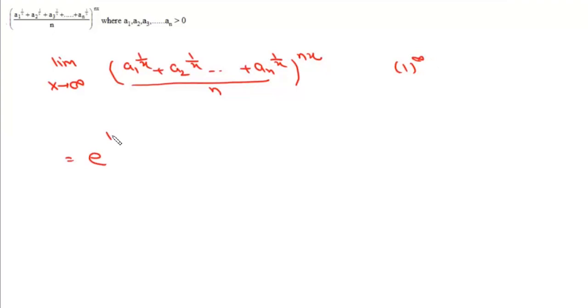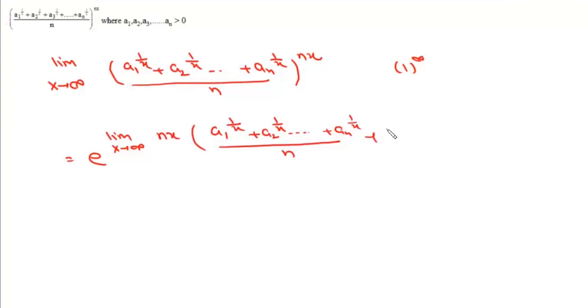Now we can write this as e to the power, this limit x tends to infinite nx into (a1 to the power 1 upon x plus a2 to the power 1 upon x up to an to the power 1 upon x) whole divided by n, and then minus 1.